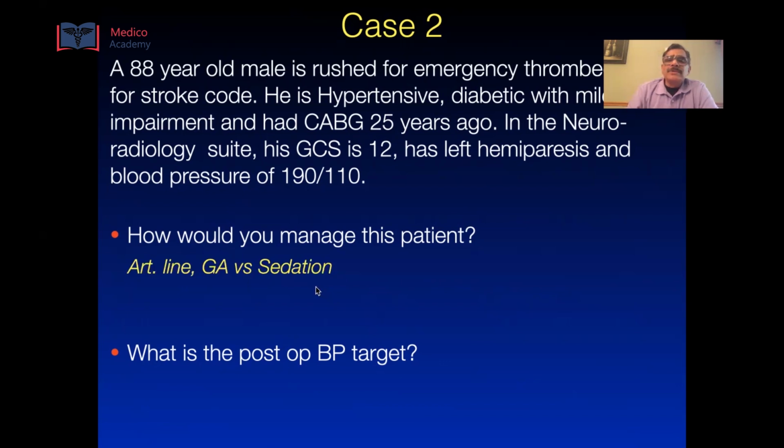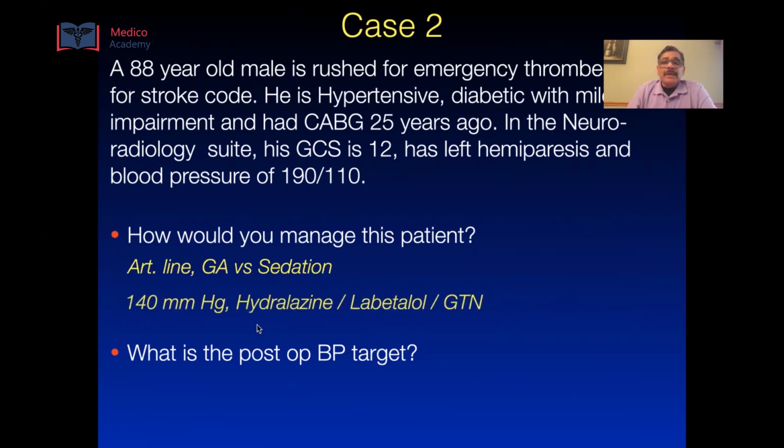But again, of course, it depends on your choice, your confidence and comfort level. How much time do you have? If the patient is cooperative and okay, then probably mild sedation should be enough. I would then manage the blood pressure, bring it down to about 140 millimeters or less systolic by using hydralazine IV or labetalol. And rarely we have to start a GTN infusion because we already have an arterial line in place. And what is our postoperative target for this patient? It should definitely be less than 140 millimeters systolic.